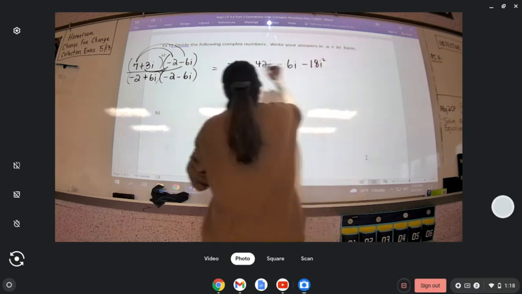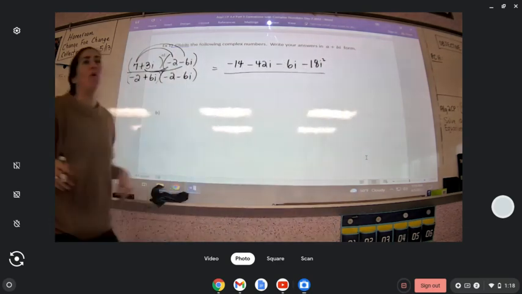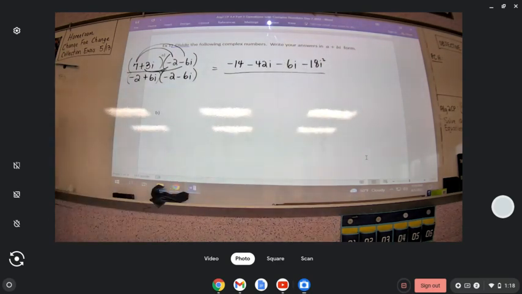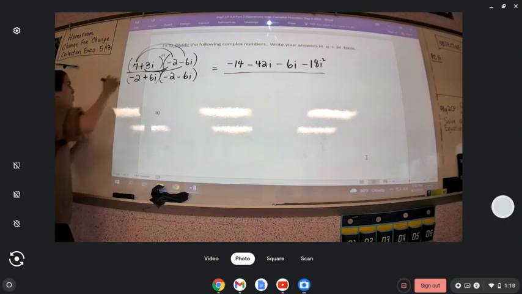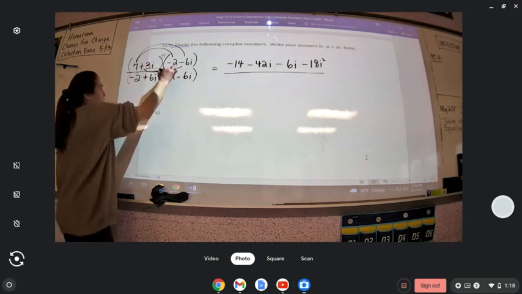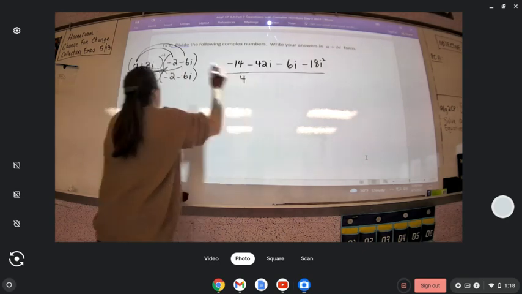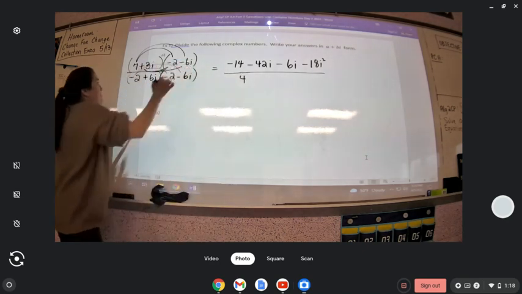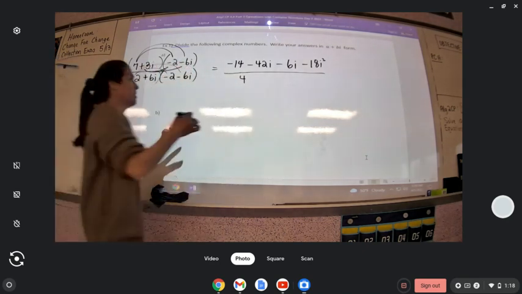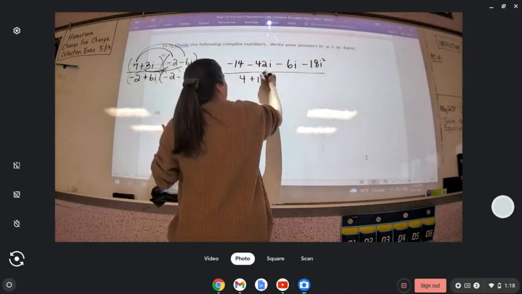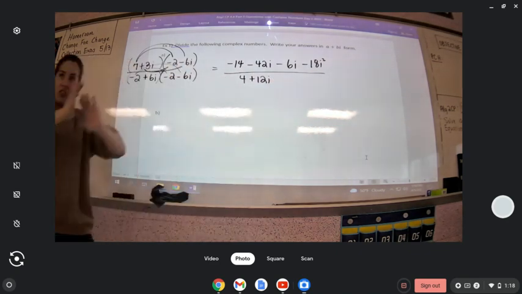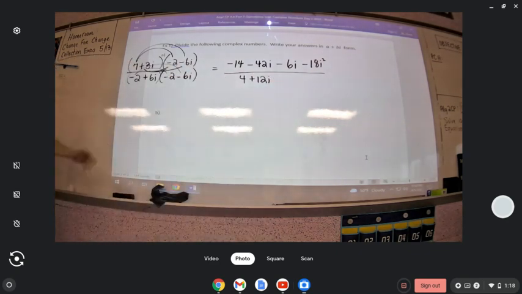We'll come back, right? The top ain't going to be pretty, but let's get all the foiling out of the way. This is where the magic should happen, in the bottom. All right, what's negative 2 times negative 2? 4. What's negative 2 times negative 6i? 12i, right? It's the second distribution. That's where the magic starts happening.